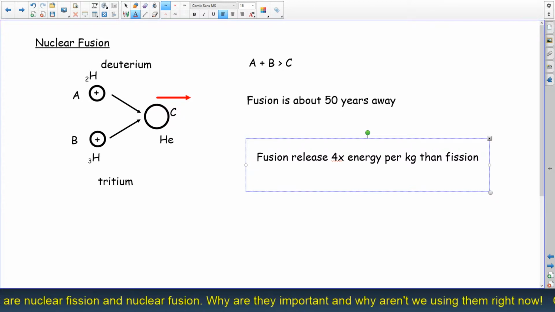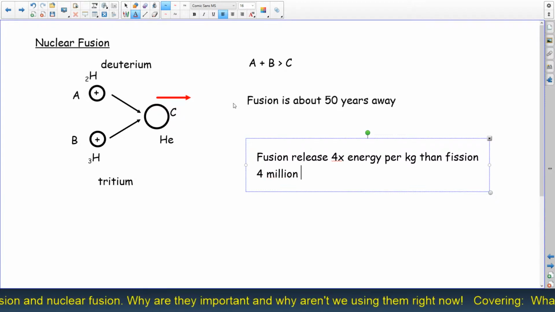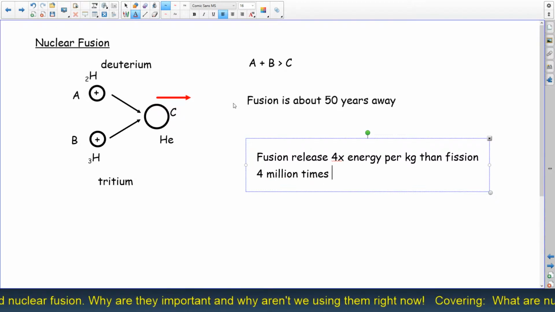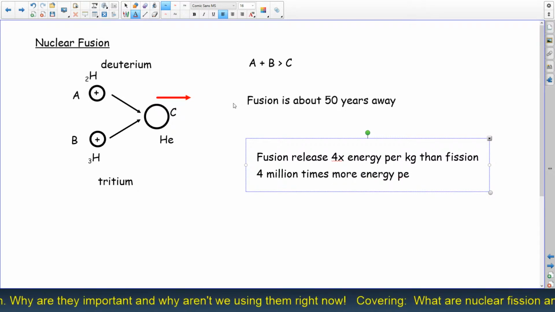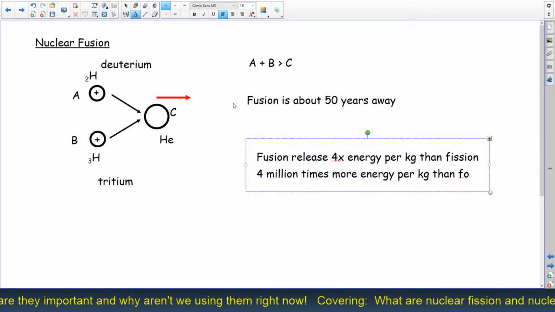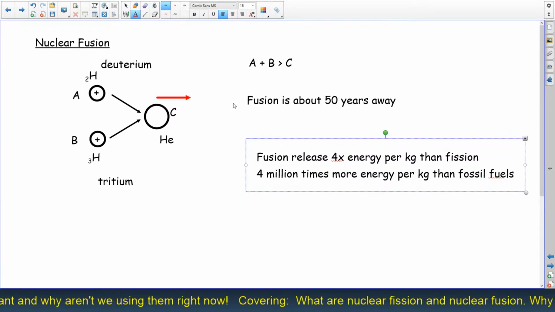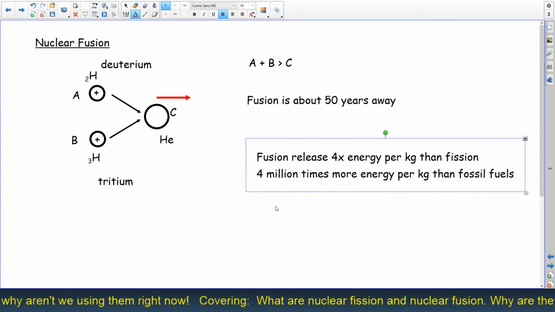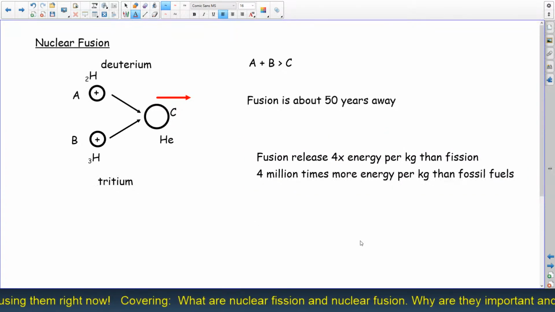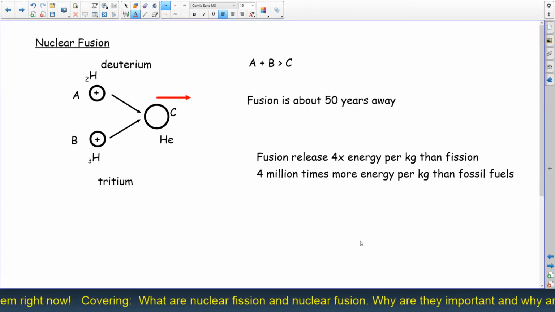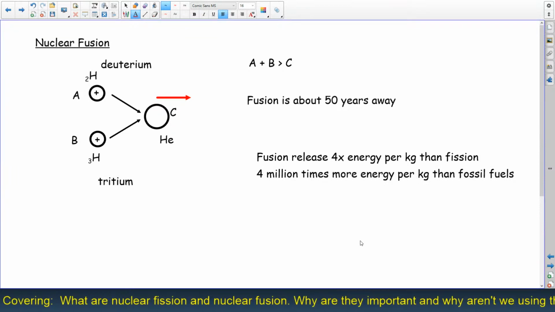The other thing is it is 4 million times more energy per kilogram than fossil fuels. Now just let that sit with you for a minute. Per kilogram of fuel, you get 4 million times more energy than you would from a fossil fuel. This is worth it. We fix this.